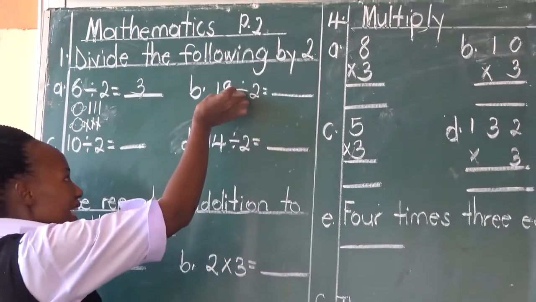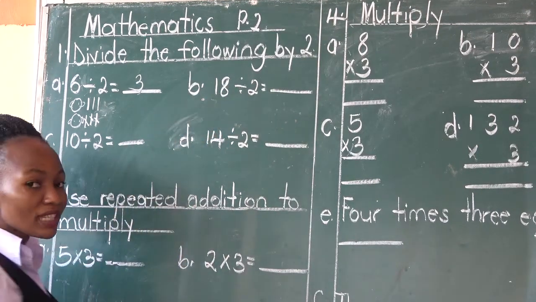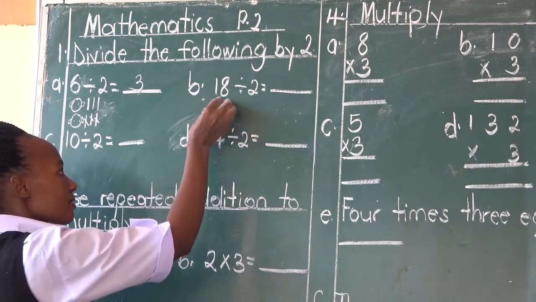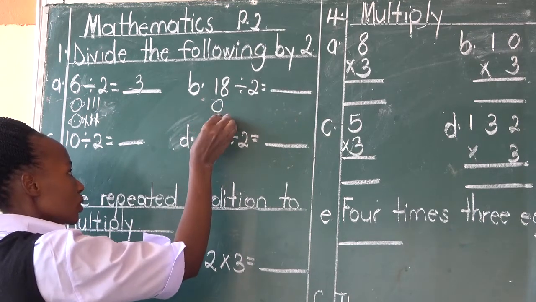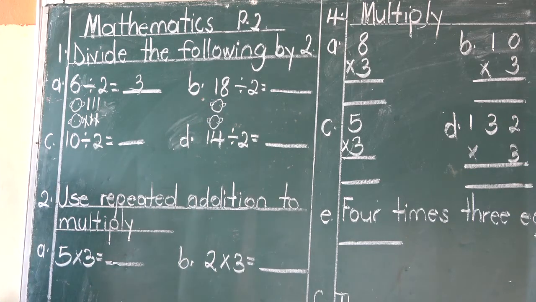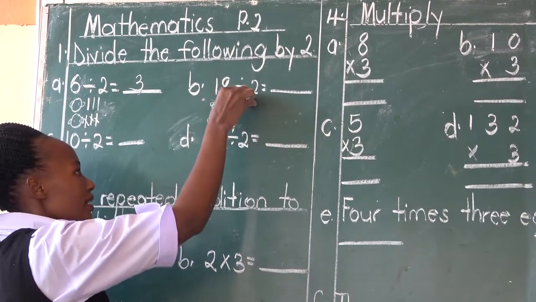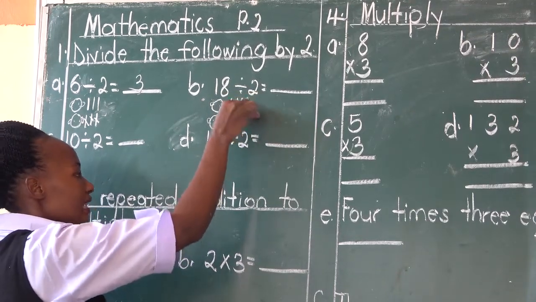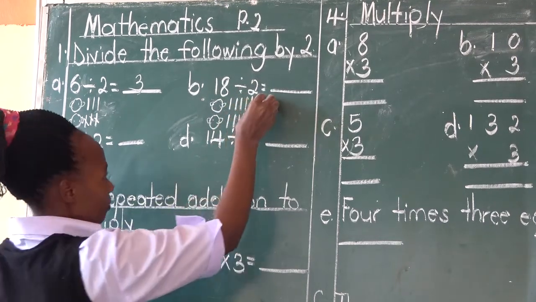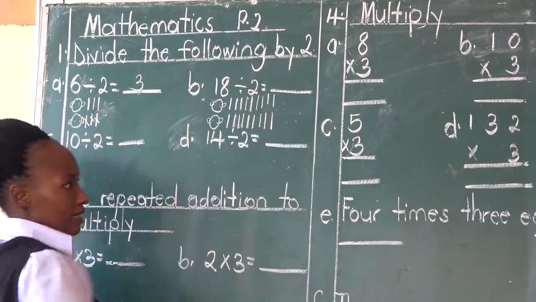Then here we have 18 divided by 2. Remember, teacher said the first number is for the sweets and the next number is for the heads. Still, we are going to draw our 2 heads. 1, 2. Our 2 heads. And then we are going to share the 18 sweets. 1, 2, 3, 4, 5, 6, 7, 8, 9, 10, 11, 12, 13, 14, 15, 16, 17, 18.